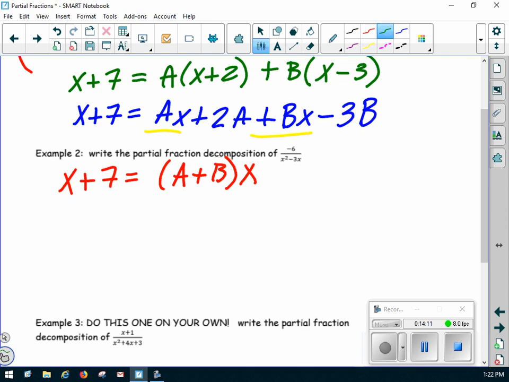Now, what are these? Well, they're constants. They don't have a variable with them at all. They're just numbers. So I'm just going to write them down. Tristan, did you hear that? I'm just going to write those down.